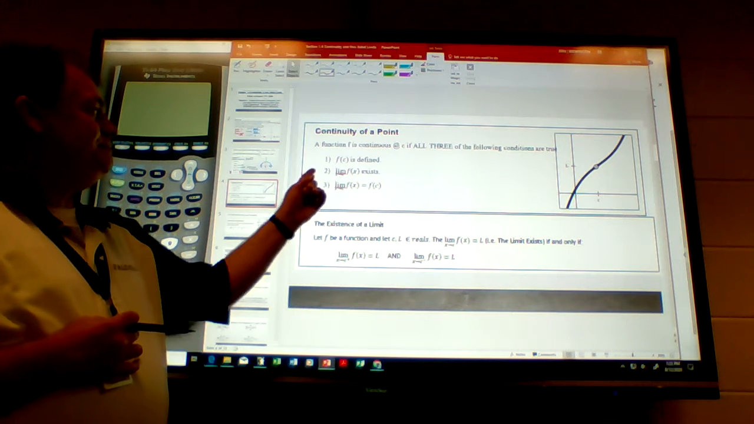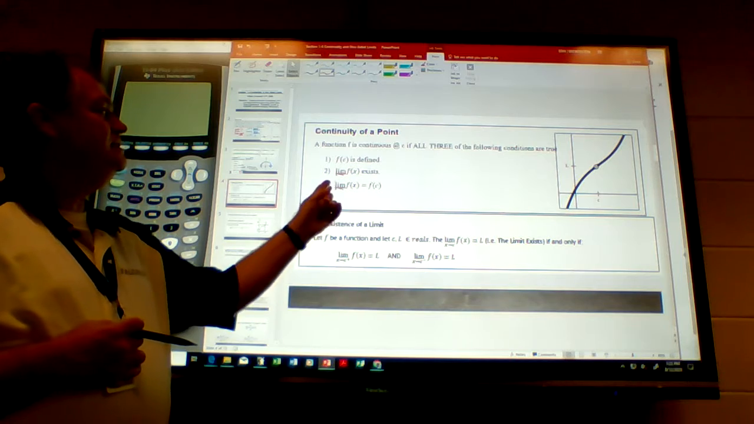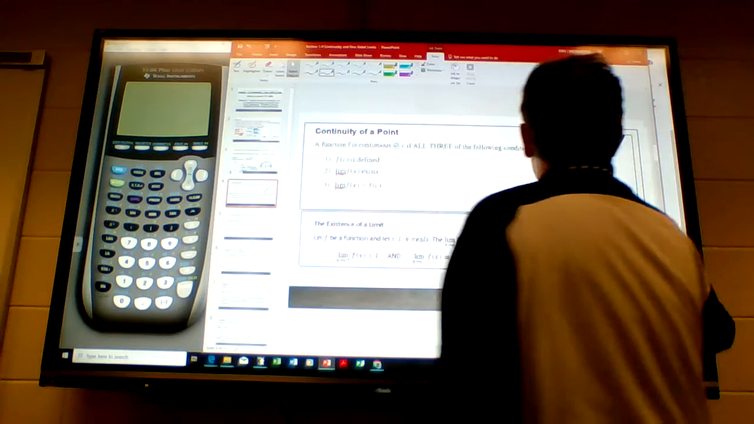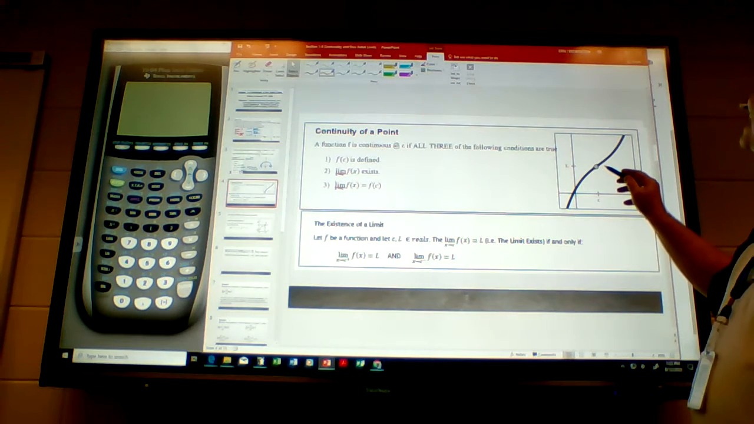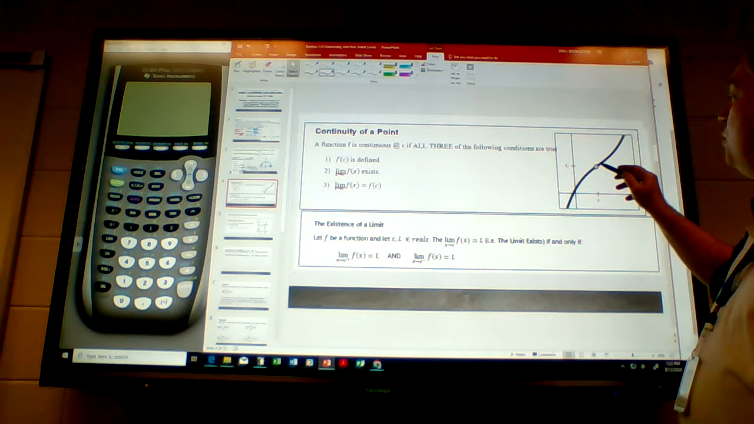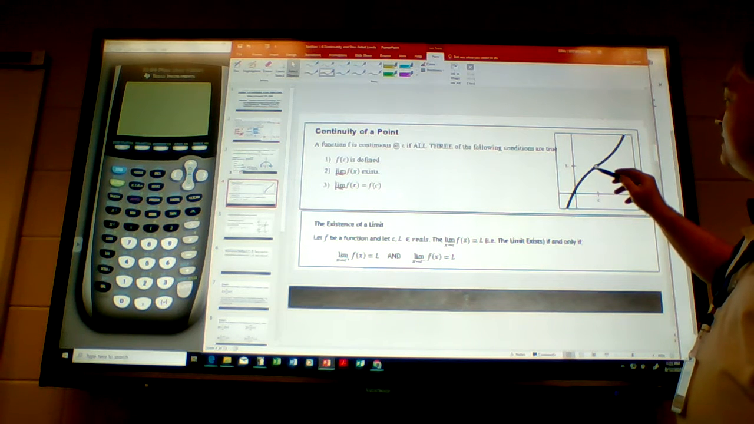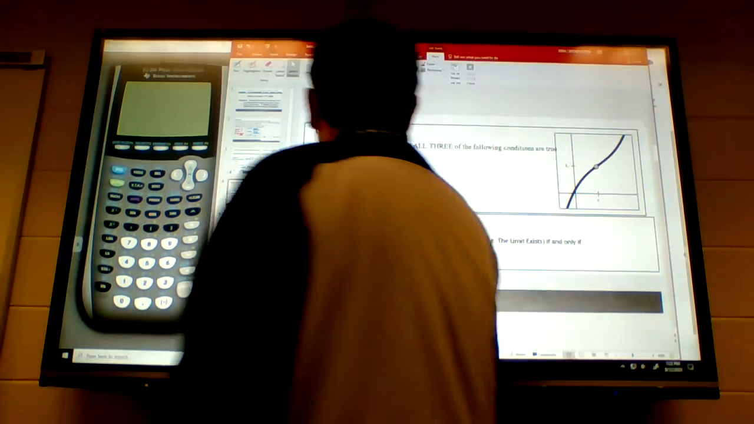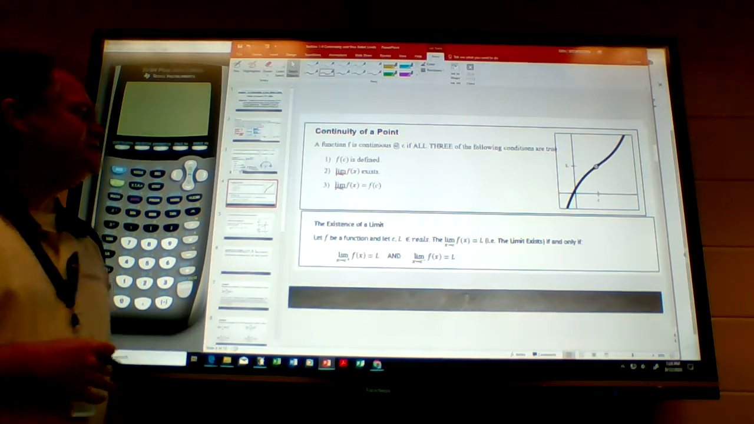And then finally, does the limit and the function exist? Meaning that at any point right here, you can see that at this value of c, the hole is filled in and the limit is the same on both, coming from the left and coming from the right. So, and I'll come back to that in just a moment.